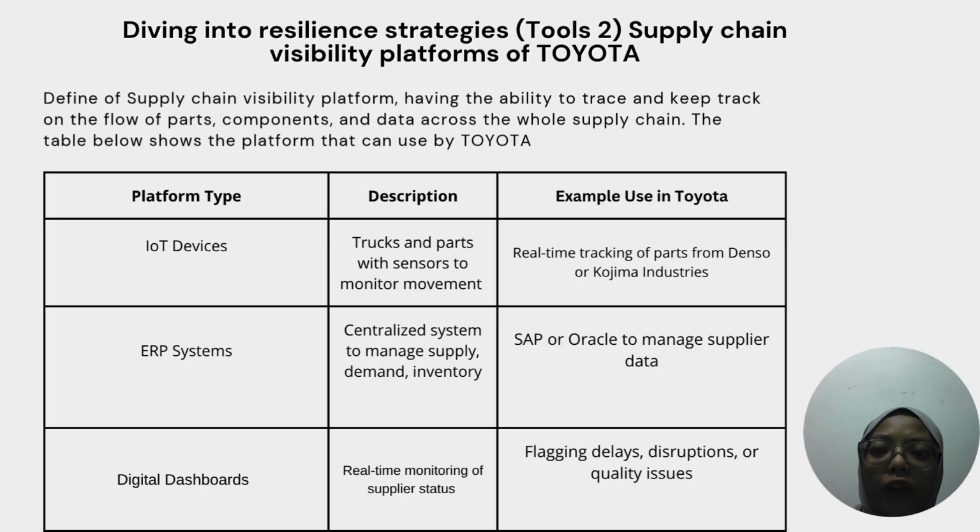For this slide, diving into resilience strategy, the supply chain visibility platform for Toyota. They have three platforms, which are IoT devices, ERP system, and dashboard. All these items are used to make sure that the movement in the warehouse, or stock movement, is a good system. For example, the ERP relates to demand or inventory, IoT relates to real-time tracking, and the digital dashboard relates to disruption or any problem. So all these systems can make the company more efficient.